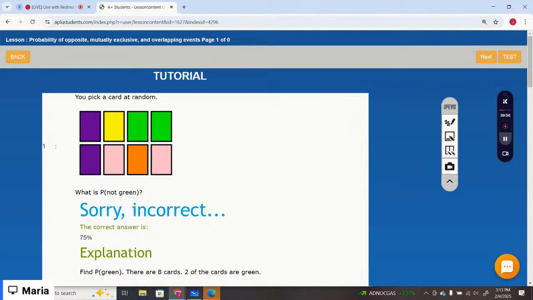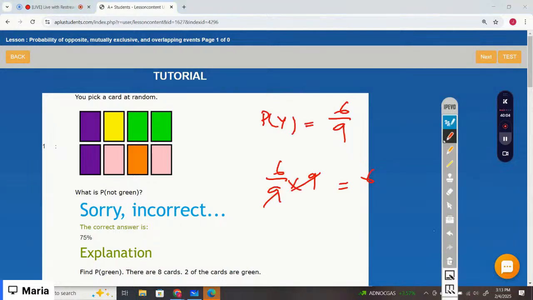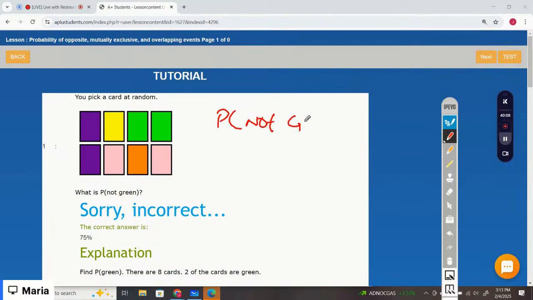You pick a card at random. What is the probability of not green? Not green means the other cards, right? So the probability of not green. First, we need to count the total cards. There are 8. The ones that are not green are 1, 2, 3, 4, 5, 6. So that is 6 out of 8.